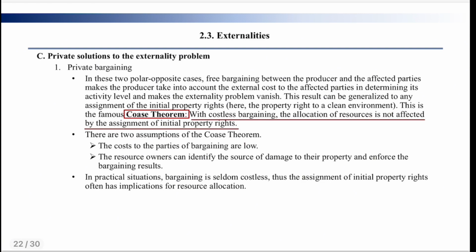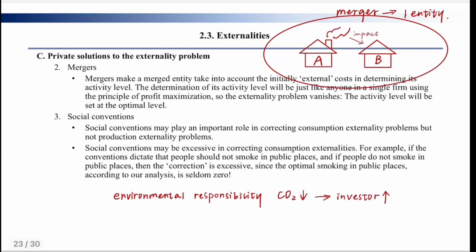Let's take a look at the second method, which is called merger. So why can mergers solve the problem of externalities? For example, factory A is polluting the environment, and its negative externality has an impact on factory B. Then what if factory A directly acquires factory B? If the two of them merge into a new firm, their externality can be internalized. So this is a relatively direct way to solve the problem of externalities.